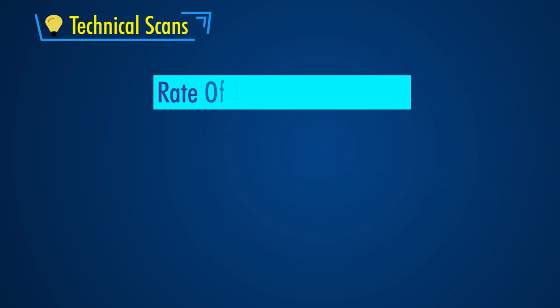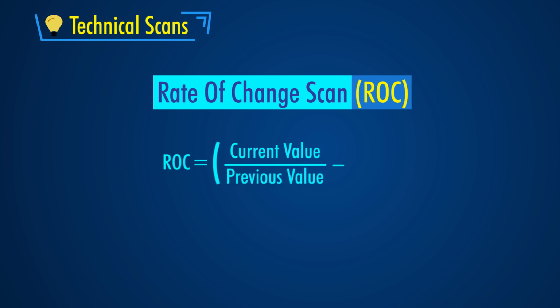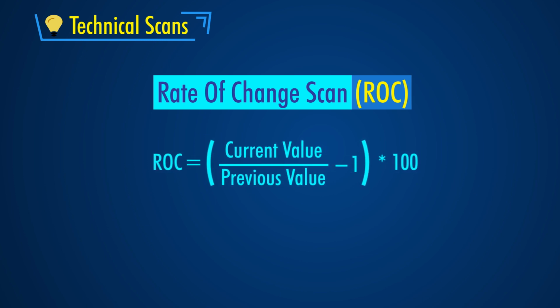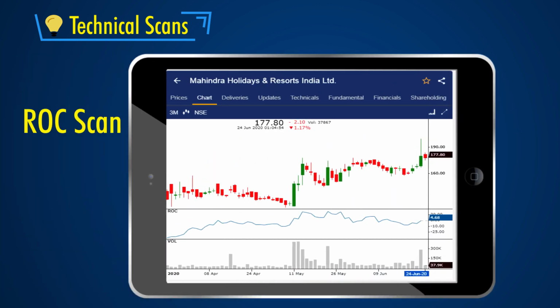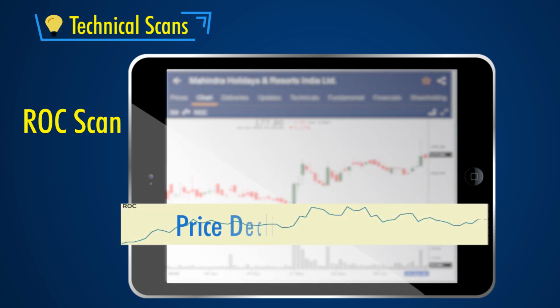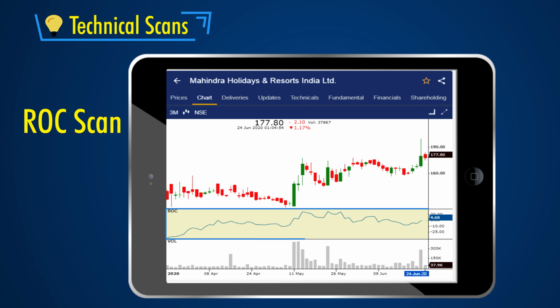Next is Rate of Change, that is ROC scans. Rate of change is a momentum oscillator that measures the percentage change in price from one period to the next. There are two ROC scans available in StockEdge that help us in filtering the stocks based on price decline and advance. One of the scans is ROC Trending Up, that indicates bullish signal if ROC value has crossed above 0 from below, as shown on the screen.